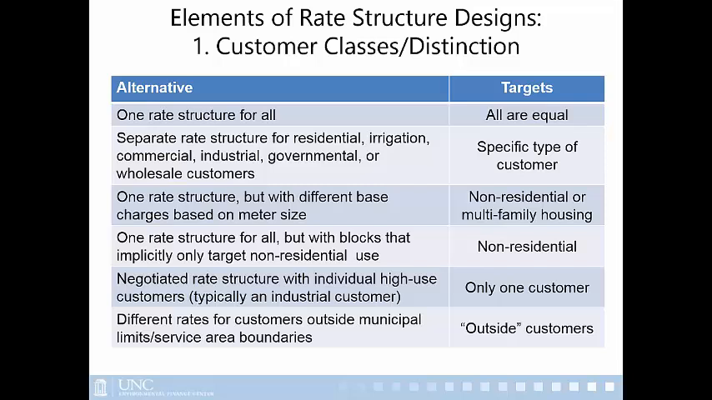And then some utilities have different rates for outside municipal limits. In Alabama, we looked at these statistics last week. I think in Alabama it was about 15% of rate structures that have a different rate for outside customers. For municipalities, only about a quarter of the municipal systems have outside city rates that are different than the inside city rates.